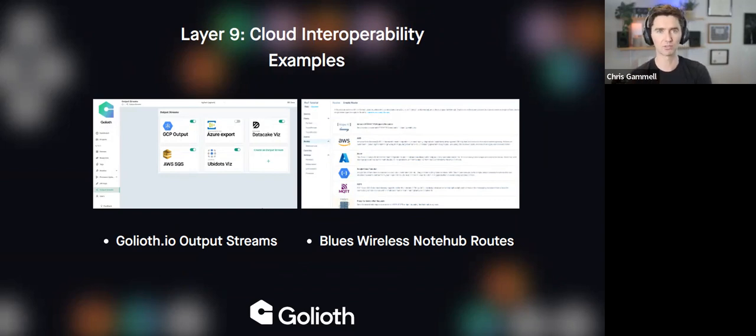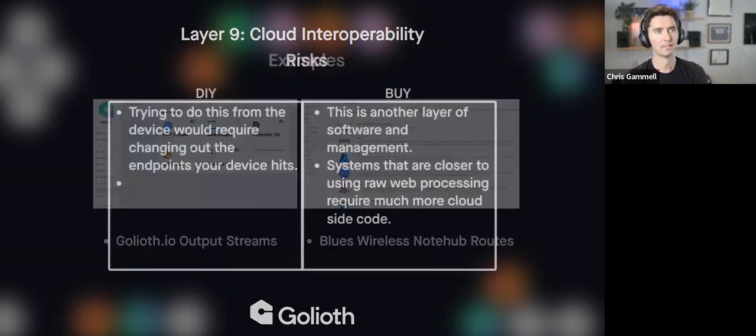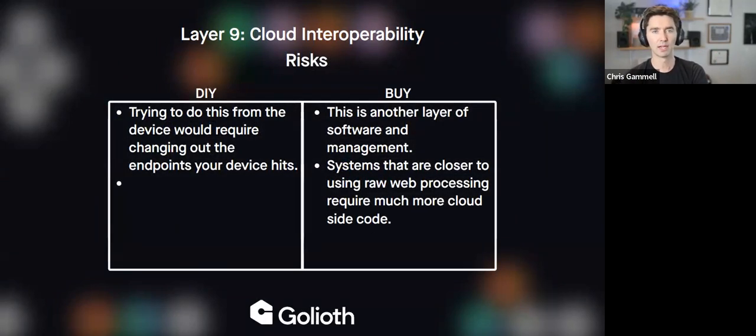And then also visualization streams. We'll talk about that a little bit later. And then the Blues Wireless Notehub also has similar things that are basically sending data out to the cloud providers that you want. So some of the DIY risks here is trying to do this from the device basically is very tough on a resource constrained device. And if you are buying it, it's another layer of software management basically. So this is just another thing to think about.